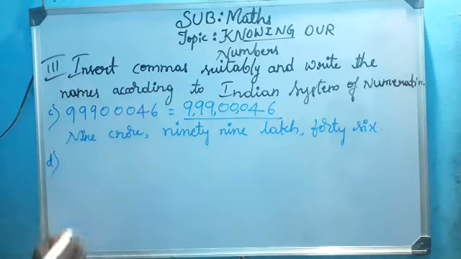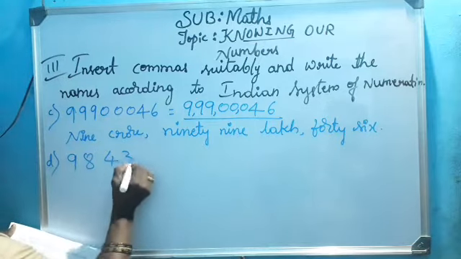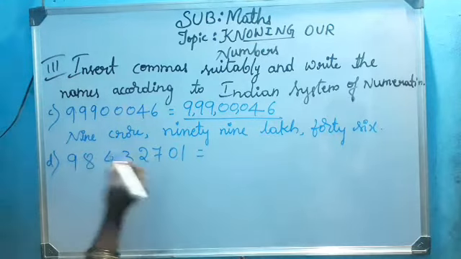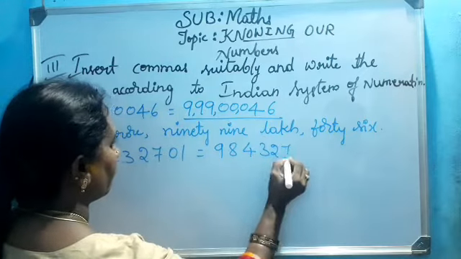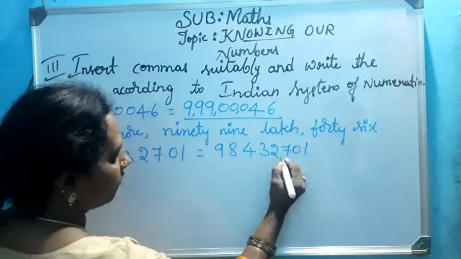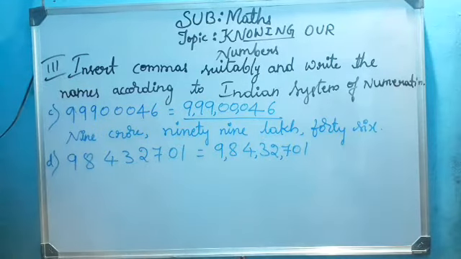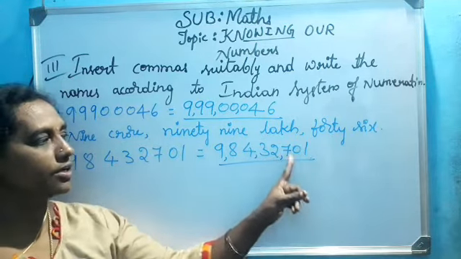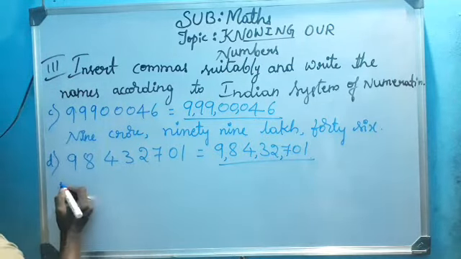The next question, D1, 9, 8, 4, 3, 2, 7, 0, 1. Again repeat the same number once again and put the commas. First 3 digits after one comma, again 2 digits after one comma, again 2 digits after one comma. So, what is the number, children? 9 crore 84 lakh 32,701. So, now write the number in words.